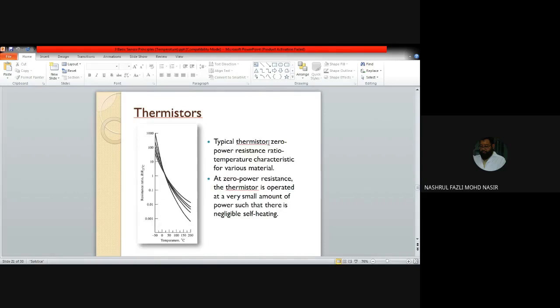Typical thermistor zero power resistance ratio temperature characteristic for various materials. So this is a plotting. At zero power resistance, the thermistor is operated at a very small amount of power, such that there is a negligible self-heating. So this is the plotting: the resistance ratio, and then the temperature.